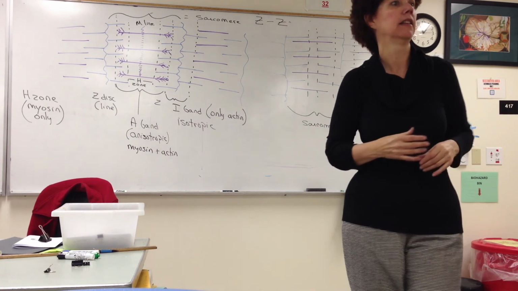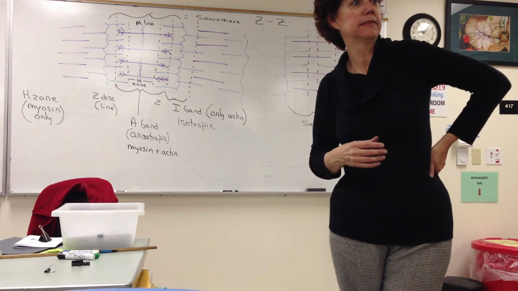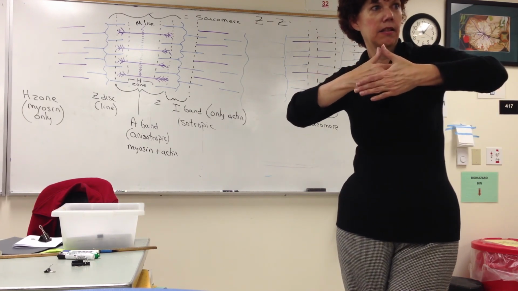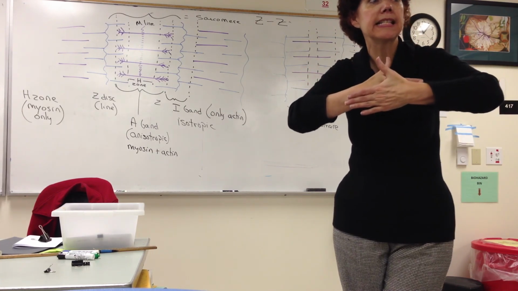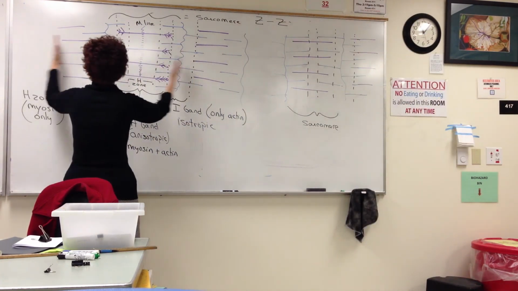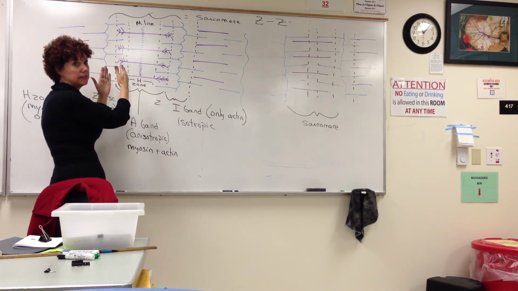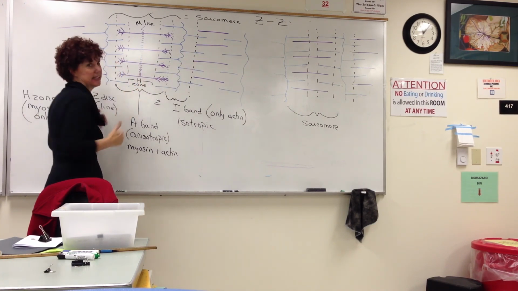Yes, Nadia? If both sides of the sarcomere are being pulled, how does it go in? They're being pulled towards the center. So this one is being pulled towards the center, and all of these are going to do that. So this one starts going in the same way too. Yeah. Okay. And they all go towards the center of the cell.